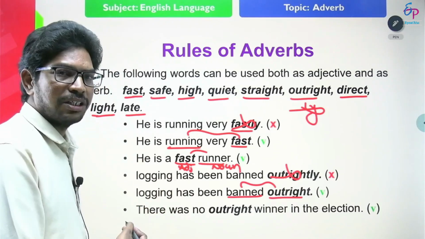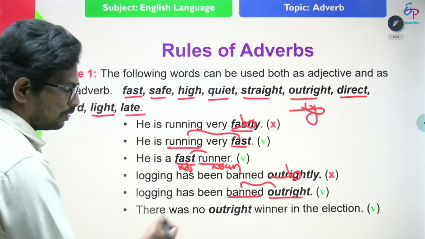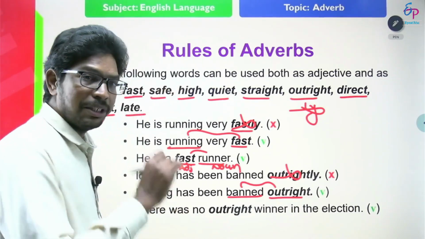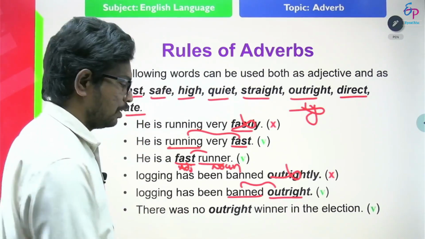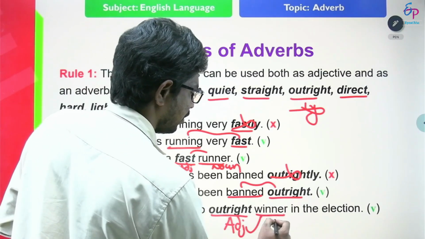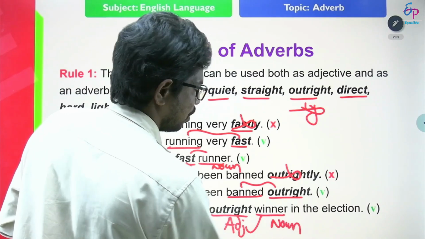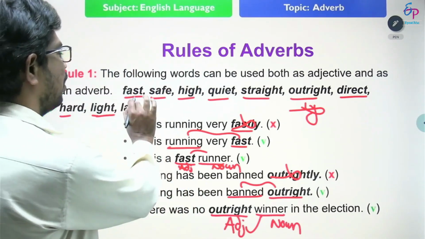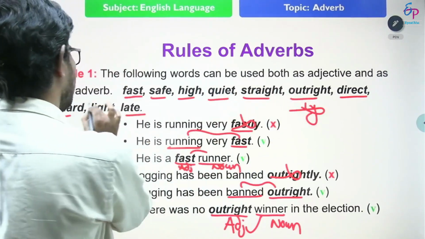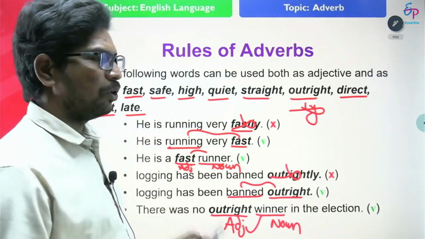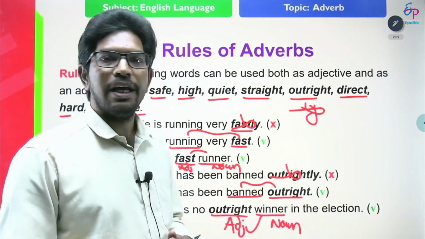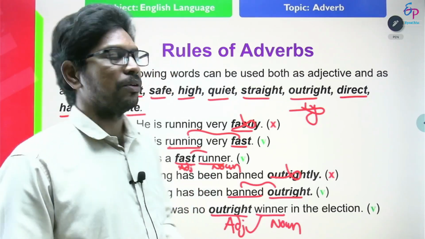Let us see how it functions as an adjective. There was no outright winner in the competition. Outright means complete. So here outright is working as an adjective, modifying winner, that is the noun. So now you clearly understood fast, safe, high, quiet, straight, outright, direct, hard, light, late. These words can function both as adjectives and adverbs, so we should not add ly to them. Let us see the next rule.